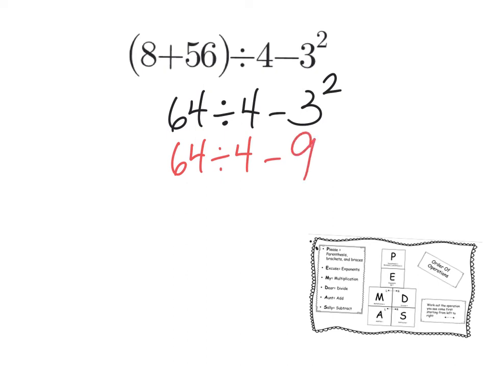Now I have some division and some subtraction. I need to do my division first. 64 divided by 4 is 16. Then finally, 16 minus 9 equals 5.